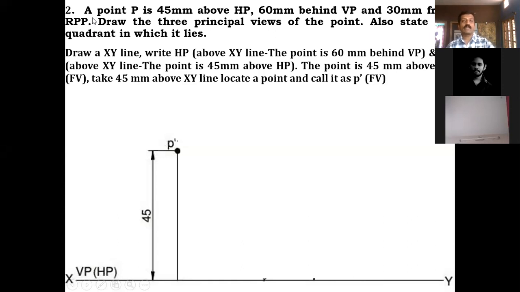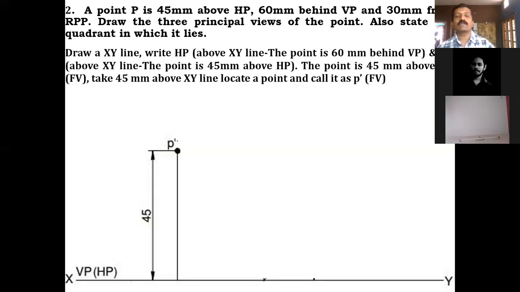After fixing the XY line, the first sentence, let me read. A point P is 45 millimeter above HP. Above HP means it is front view information. You take above HP means above the XY line. You take 45 millimeter above the XY line like this. Locate a point, draw a horizontal line, locate a point. You call that the front view, that is P dash. This is nothing but your front view. The front view is completed, the first part.